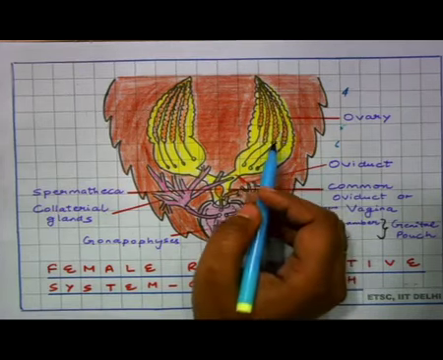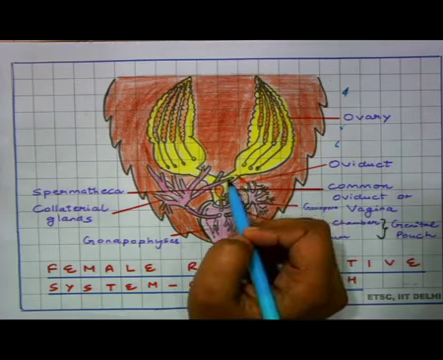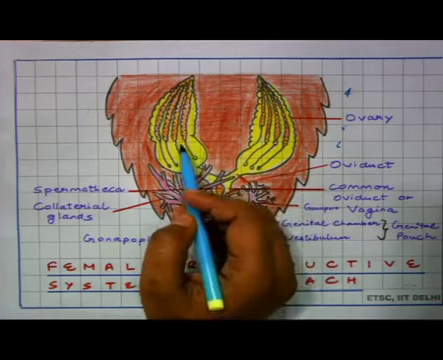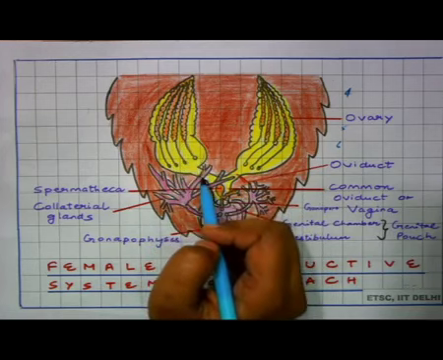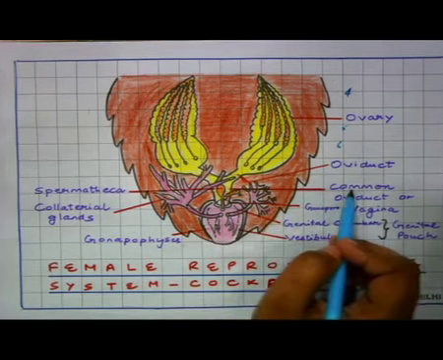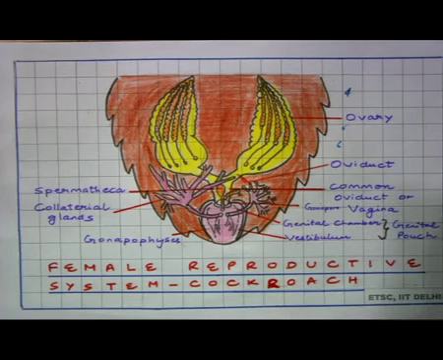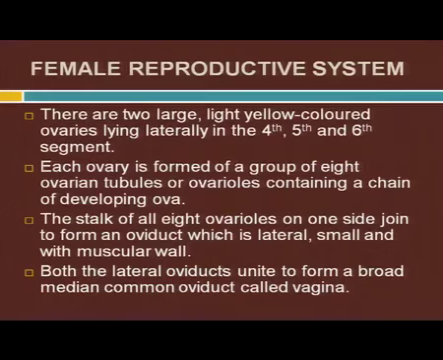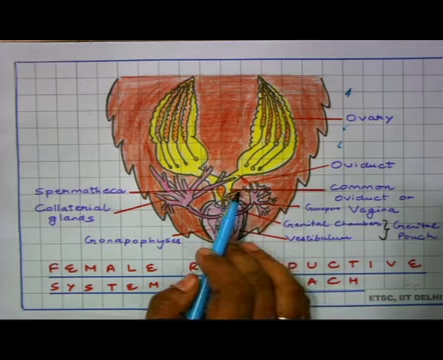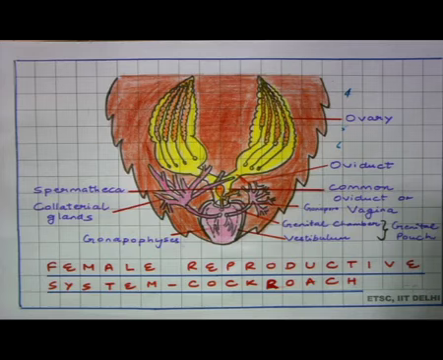The stalk of all the 8 ovarioles will join together to form one oviduct of one side. Similarly, of this ovary also, the stalk of the ovarioles will join together to form the oviduct of this side, and ultimately they will come together to form a common oviduct which is known as vagina. The stalk of all 8 ovarioles on one side join to form an oviduct. Both the lateral oviducts unite to form a broad median common oviduct, and this is known as vagina.